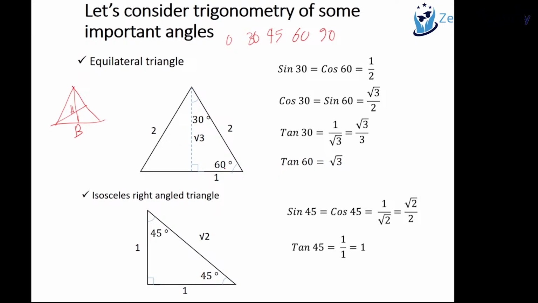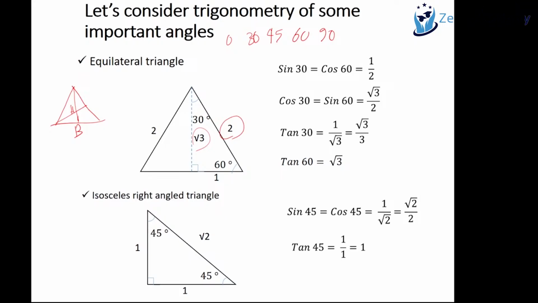For example, sine of 60 would be opposite over hypotenuse, which is square root 3 over 2. Or tangent of 30 degrees would be opposite over adjacent, so it would be 1 over square root 3. If you rationalize this fraction, you end up with square root 3 over 3.